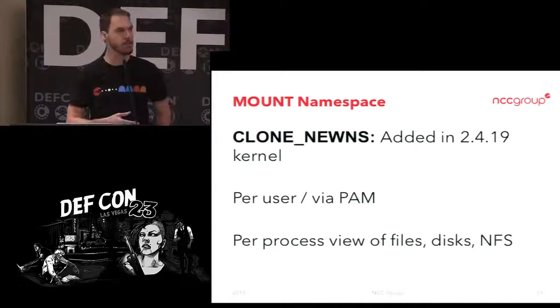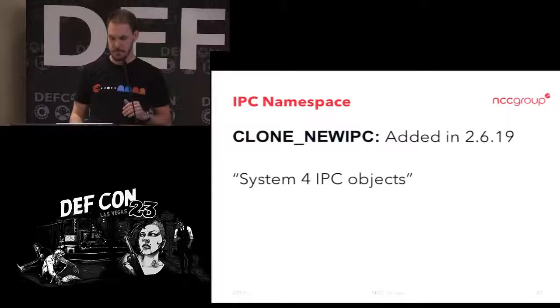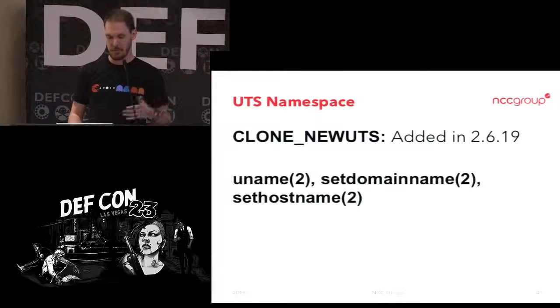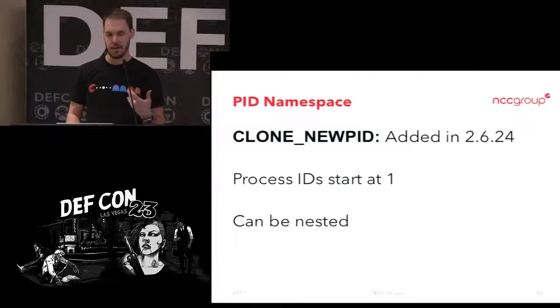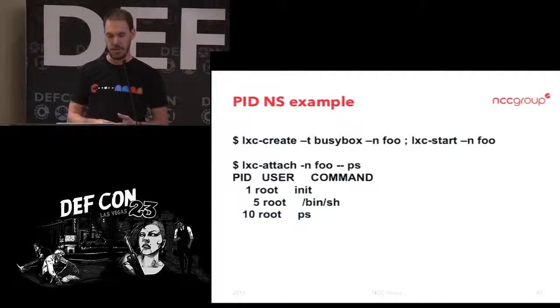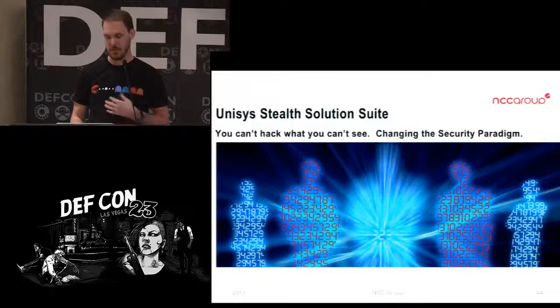The mount namespace was added first a long time ago. It basically lets your process have a per process view of what the file system is. IPC, we can keep going through these. Your processes can have their own host name. They can have their own view of the other processes. And they can be nested, and there are some cool tricks you can do. If you look at how this actually works, if you create a container and you run PS in it, you pretty much just see the processes that are in your container. Which leads me to the awesome snake oil solution. You can't hack what you can't see.